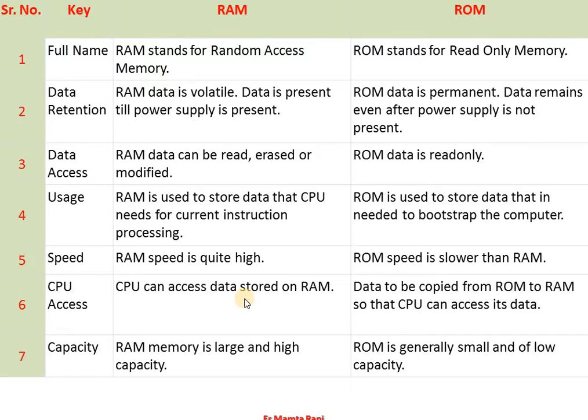The CPU can access data stored on RAM, whereas data has to be copied from ROM to RAM so that the CPU can access its data. Capacity of RAM is higher and larger, and ROM capacity is low and small.